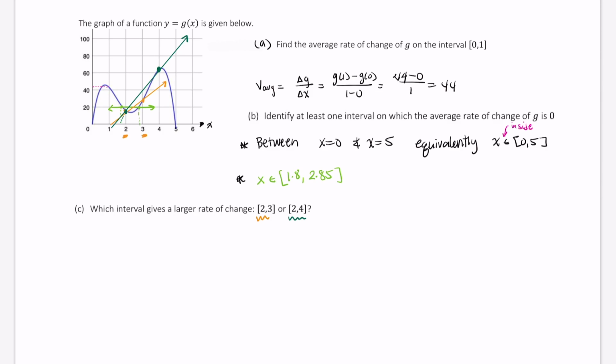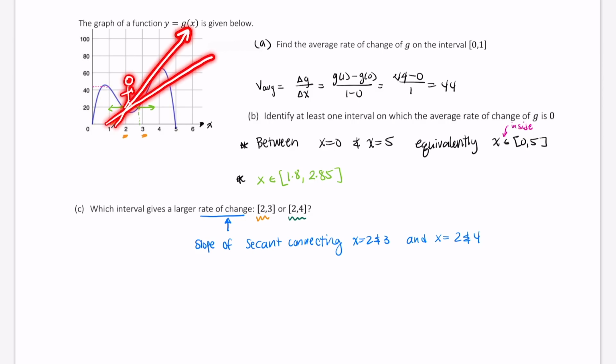Now, which one of these has a larger rate of change? You could say which one has a larger slope is another way to word that question. So slope of secant line. The slope of the secant line connecting x equals 2 and x equals 3, that's this orange line here. And its slope clearly seems to be not as steep as the slope of the secant line connecting 2 to 4. If you're struggling to see this, imagine if you're walking uphill on these lines, which is a steeper walk? This is a steeper walk than this.